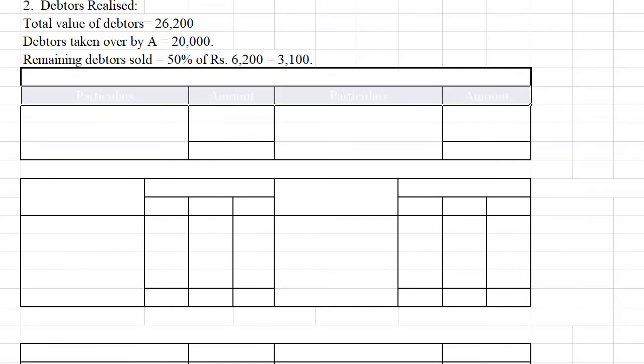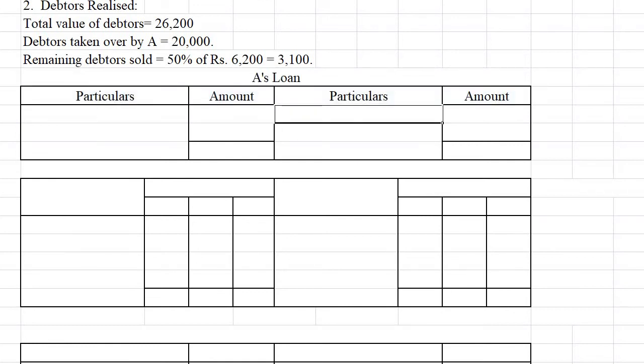So here A's loan account is ready. Opening balance we can write by balance brought down. How much was the balance brought down? 10,000. So for that 10,000, we have paid computer for 8,000 rupees. There we have written, this computer was shown in the realization account as by A's loan. That's why computer is taken here.